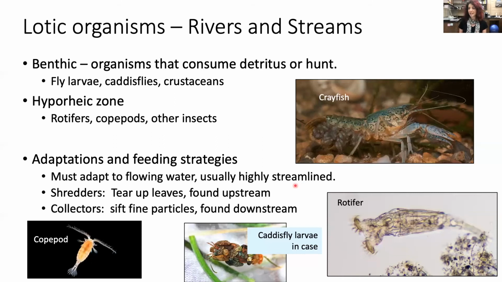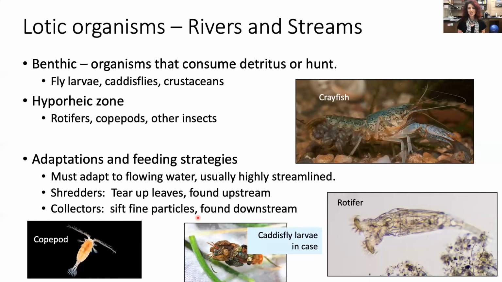In terms of feeding, you have different habits depending upon if you're an organism living upstream or downstream. Upstream organisms tend to shred the material they eat, including leaves, for example. Shredders will tear up leaves, and anything that is unused in the upstream environment gets carried downstream to be eaten by collectors, which sift fine particles for their food. So all of that was the physical and biological characteristics of the lotic system.